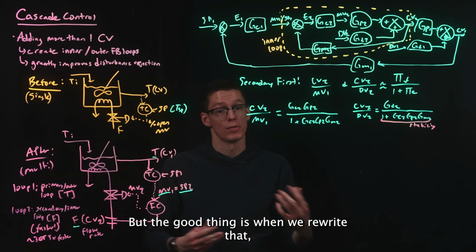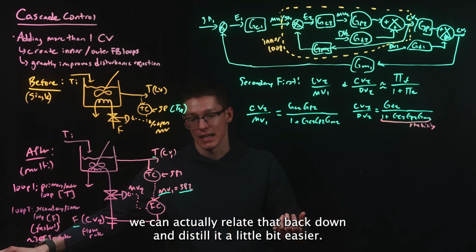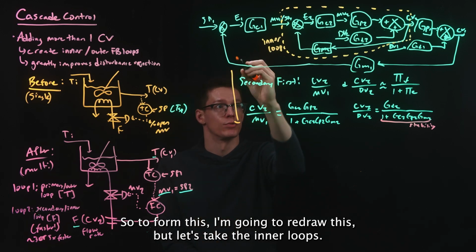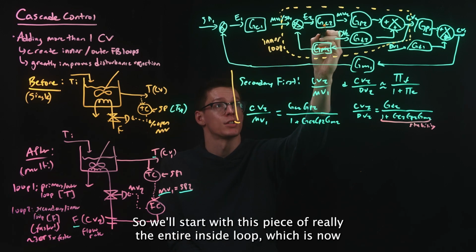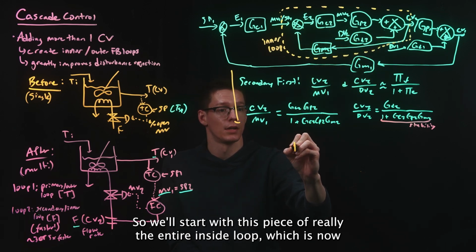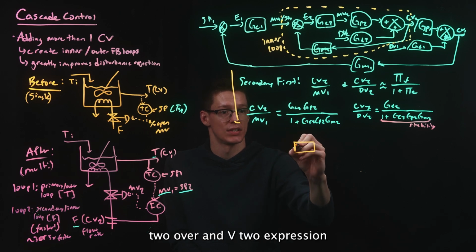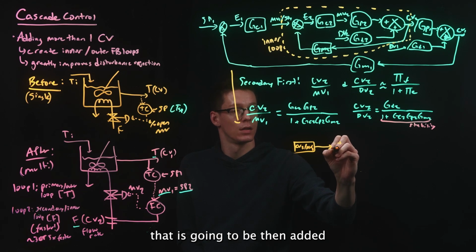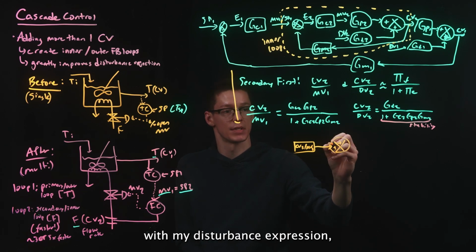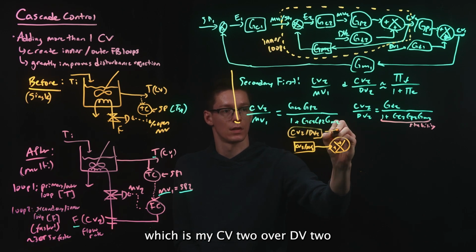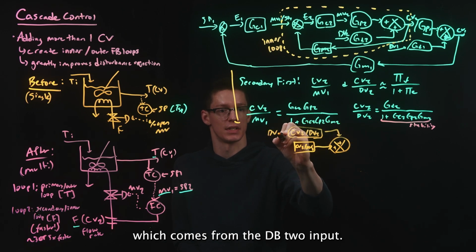But the good thing is when we rewrite that, we can actually relate that back down and distill it a little bit easier. So to form this, I'm going to redraw this, but let's take the inner loops. So we'll start with this piece of really the entire inside loop, which is now going to be my CV2 over MV2 expression. That is going to be then added with my disturbance expression, which is my CV2 over DV2, which comes from the DV2 input.